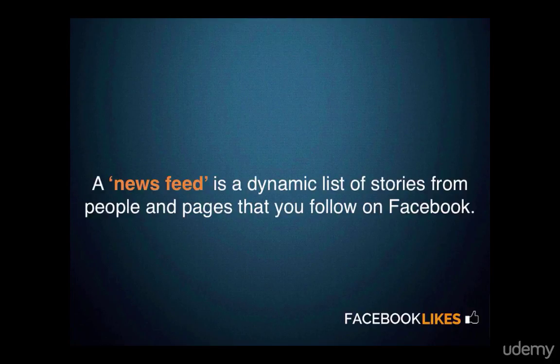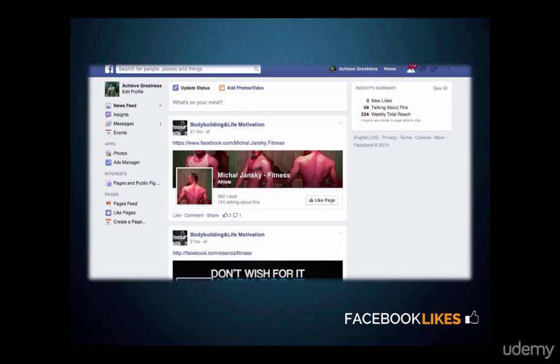Those updates will be displayed in the likers' newsfeed. If you don't know what a newsfeed is, a newsfeed is a dynamic list of stories from people and pages that you follow or are friends with on Facebook. Here is a picture of your newsfeed. It's the home page of Facebook when you are logged in. You get to it by clicking this home button up here. This is just a screenshot, but this is where the updates of each individual friend or page that you follow will display. I have liked this page, bodybuilding and life motivation, and therefore I get their updates in my newsfeed when I go to my Facebook homepage. This is another update from them, and as you can see, the updates just stack on top of each other, and you can scroll down and browse all the updates.